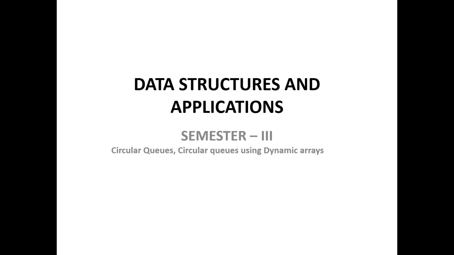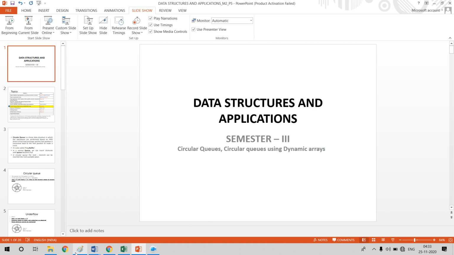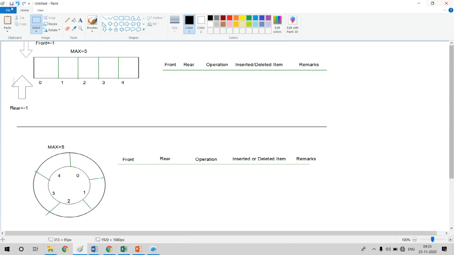Before taking circular queue, we'll see why circular queue is required. What are the problems with the ordinary queue? When or in which situation does the ordinary queue or the linear queue fail? With examples, let us take the linear queue whose size is 5.